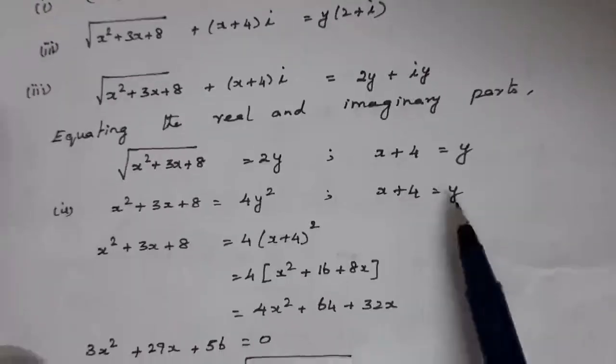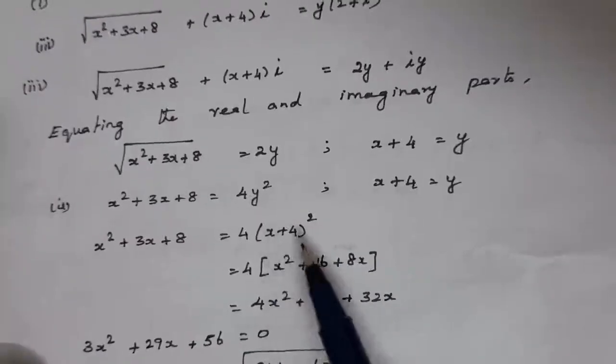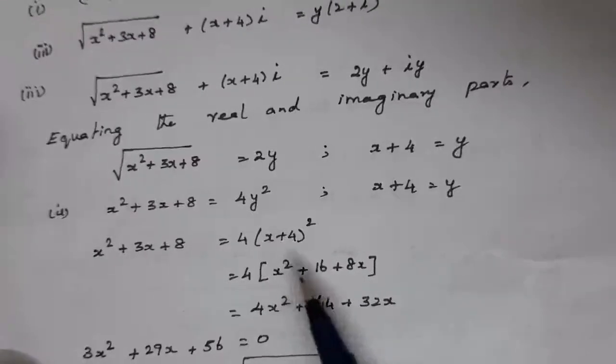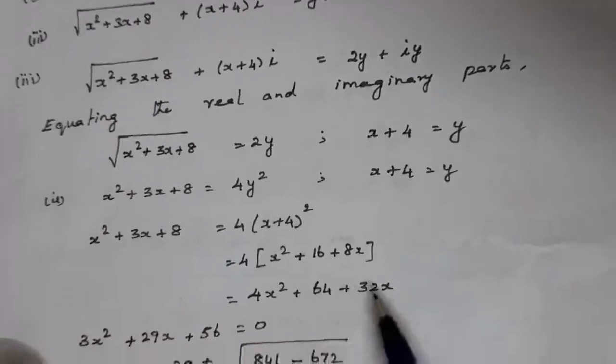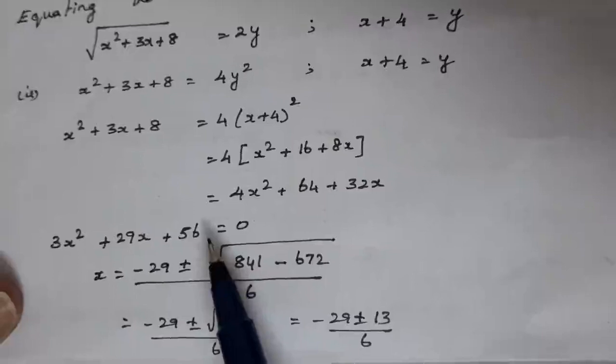So instead of y, we can substitute x plus 4. On substituting y as x plus 4, we have 4 into (x plus 4) the whole square. Expand it: x squared plus 16 plus 8x, using (a plus b) the whole square. Multiply throughout, and then moving the terms to the opposite side, you will get a quadratic equation in x.